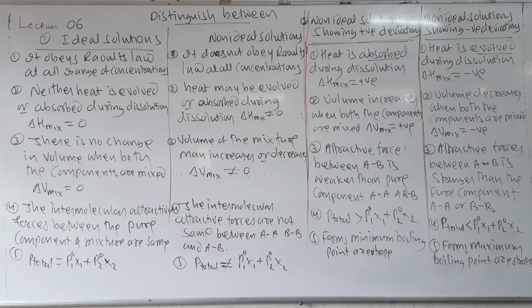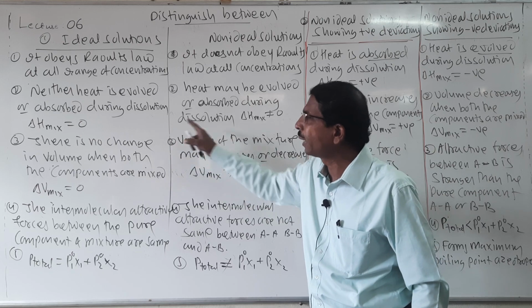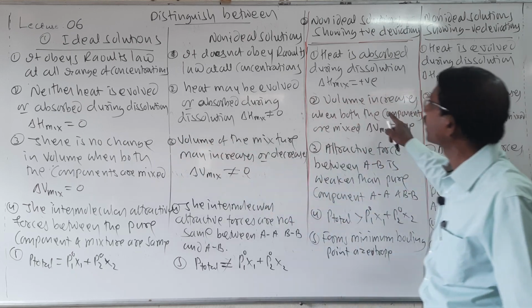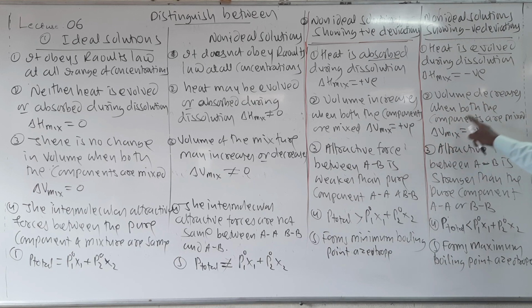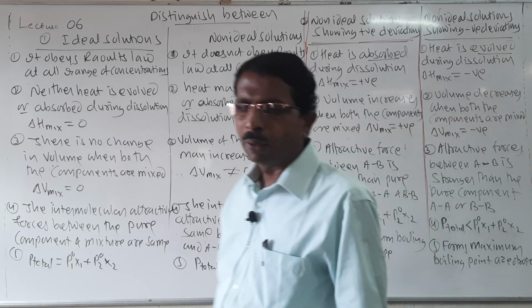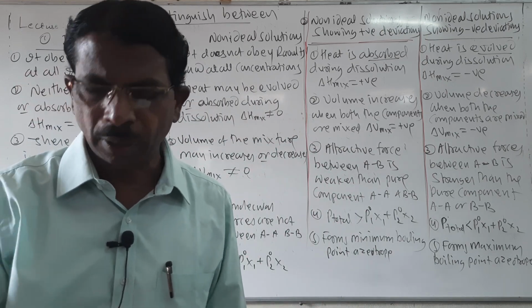So, here they may ask, for 3 marks, distinguish between ideal and non-ideal solution, or for 3 marks, distinguish between a non-ideal solution showing positive deviation and a non-ideal solution showing negative deviation. So, students, in our next video, we will discuss about the azeotropic mixture. So, thank you.